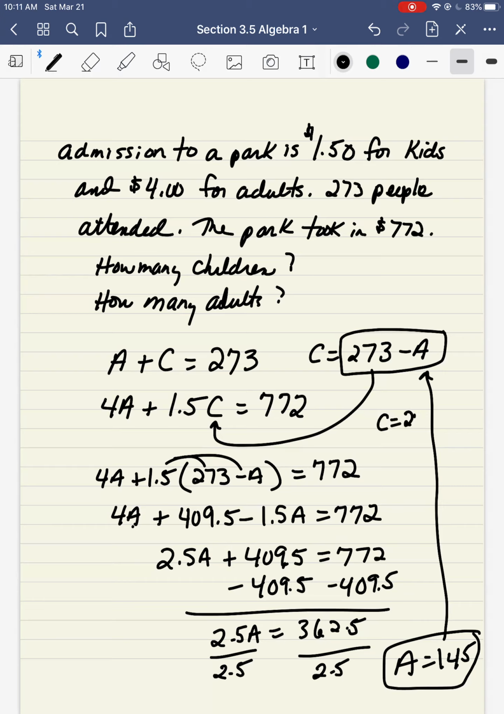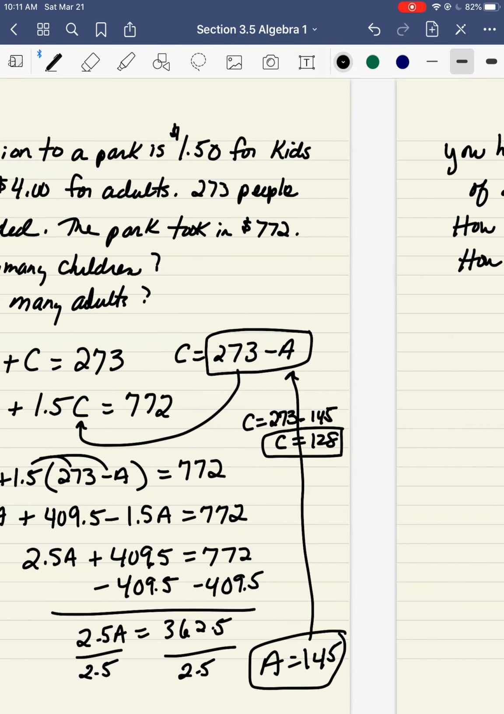So children are going to be 273 minus 145. So for children I get 128. So there's 128 children and 145 adults.